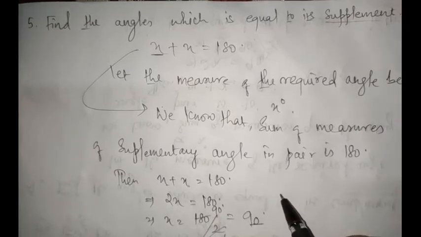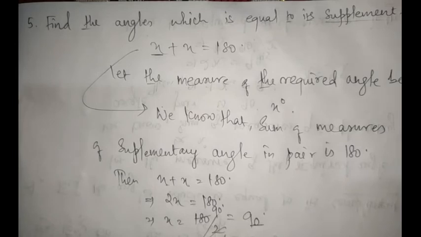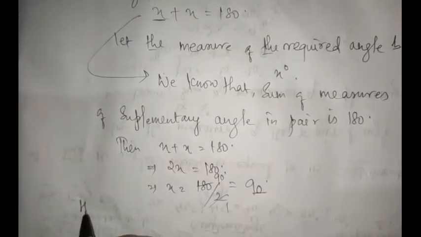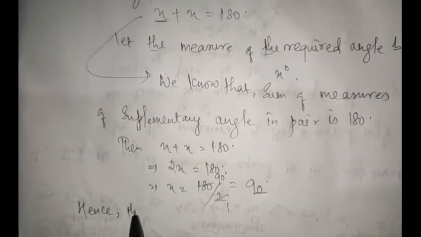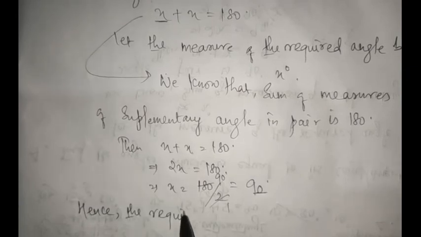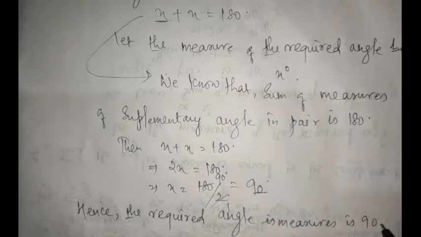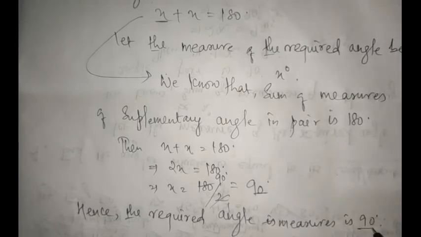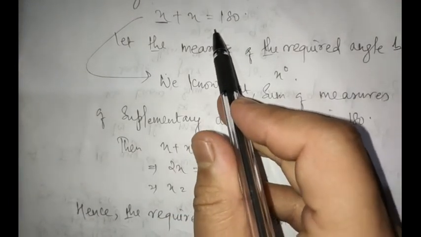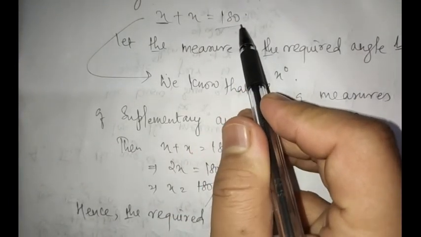So what we can write here: hence the required angle measure is 90 degrees. So when you add both of this pair of 90 degrees, when you make a pair of 90 degrees, it will result in 180 degrees, which is a supplementary angle.